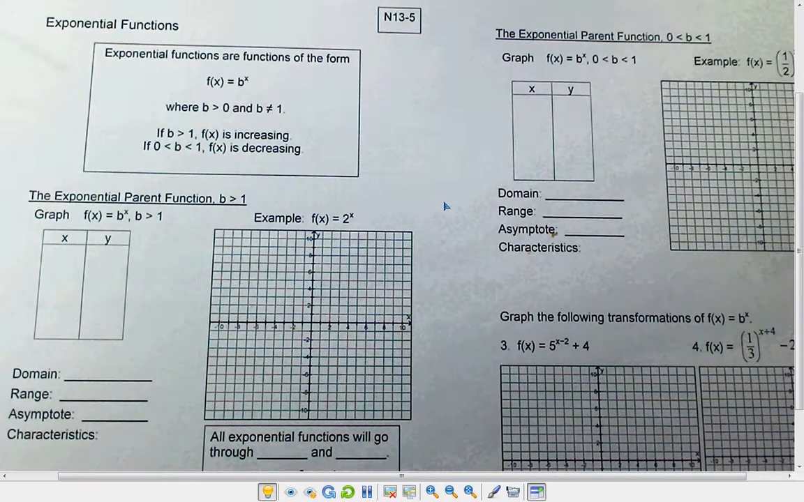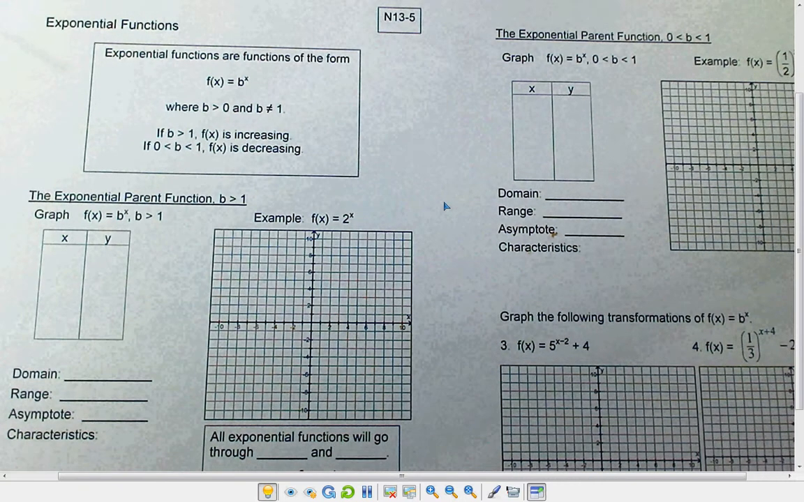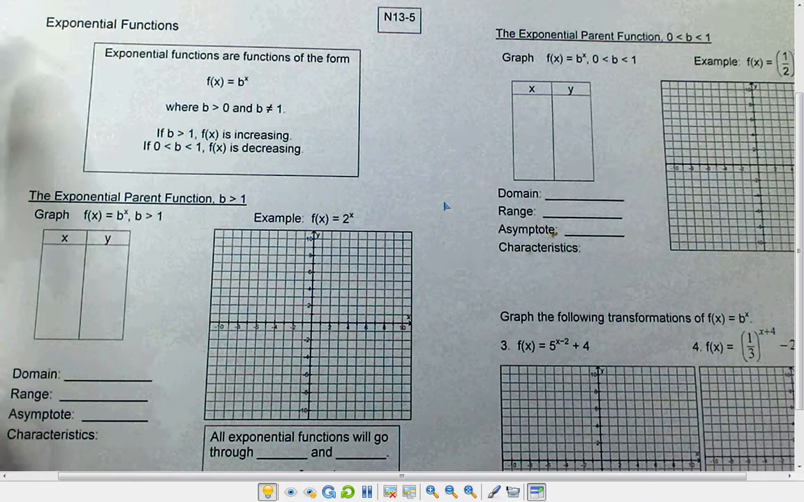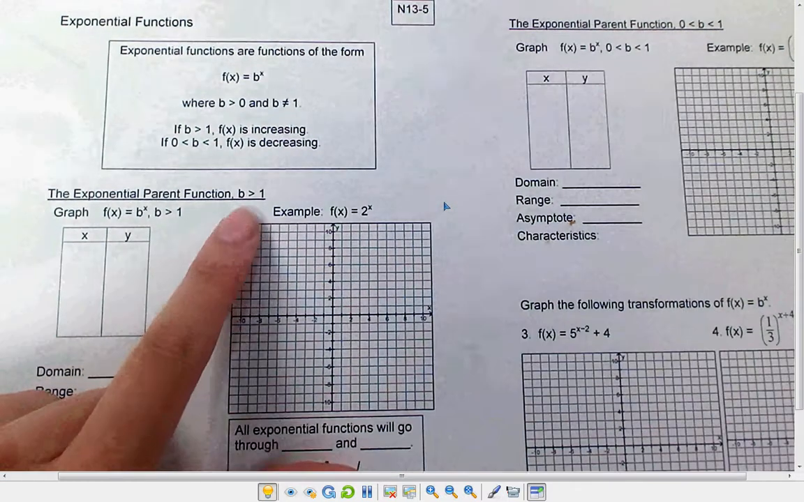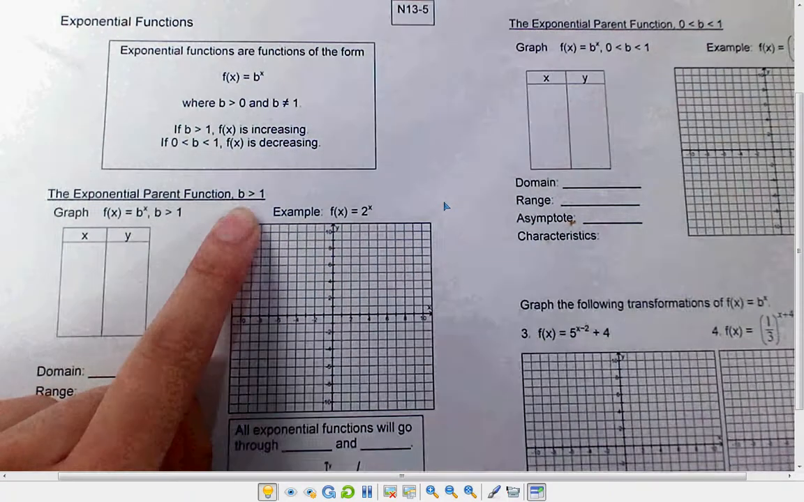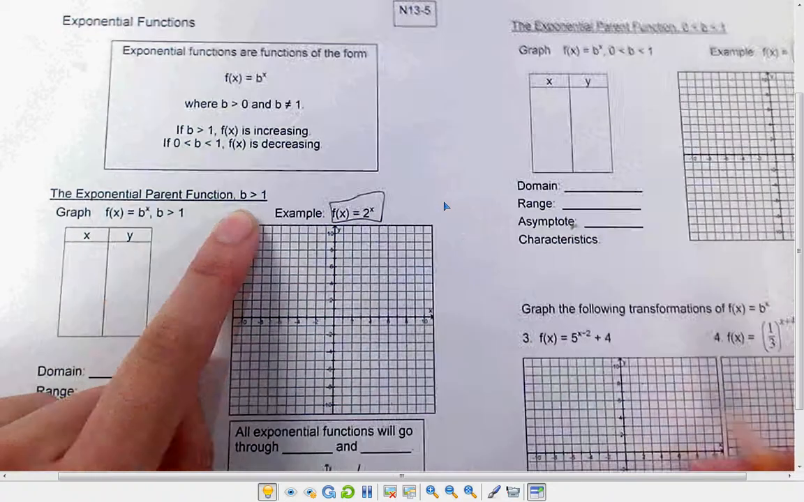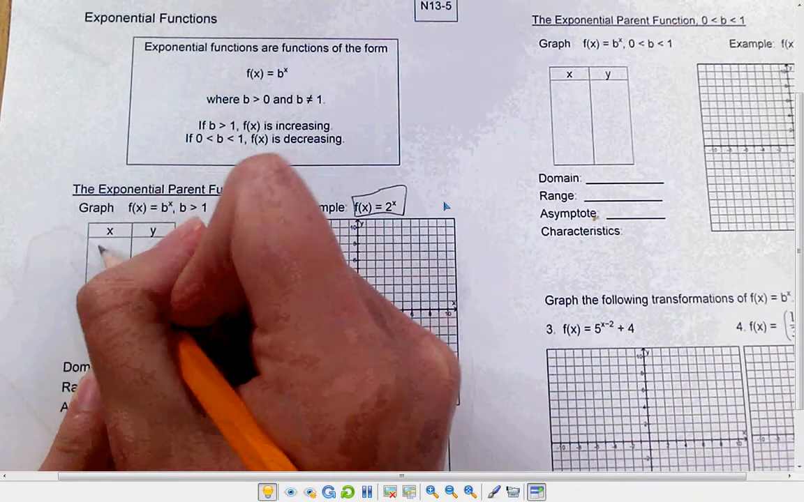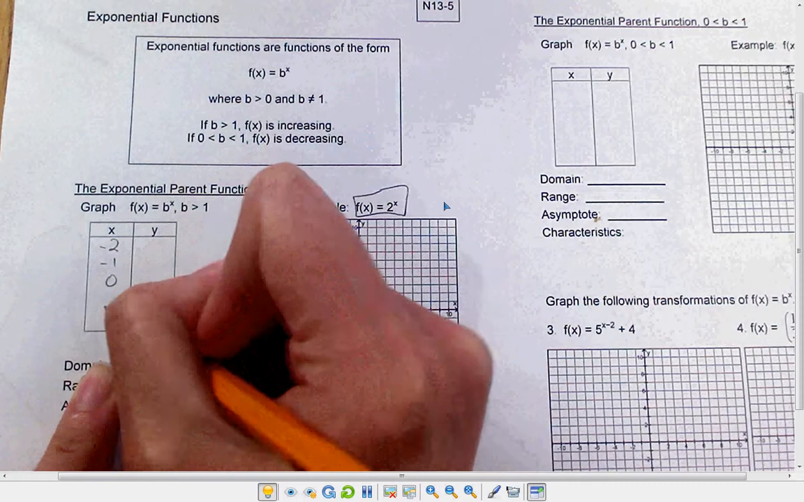Today we're going to start our new lesson on graphing exponential functions. So when we graph, let's start off with our parent function where our base is larger than 1. So we're going to be graphing f of x equals 2 to the power of x. So let's get a couple of points.